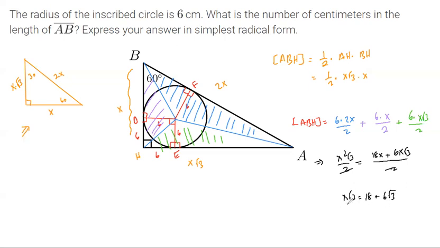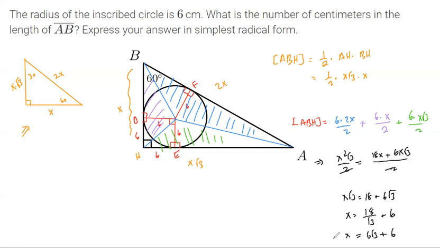Okay. So now if you divide this by root 3: 18 divided by root 3, plus, if you divide this by root 3, that's just 6. And you can multiply this fraction by root 3 and divide by root 3, which gives me 18 root 3 divided by 3, which is going to be 6 root 3, plus 6.